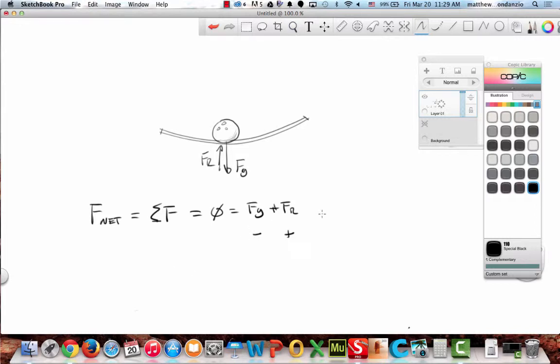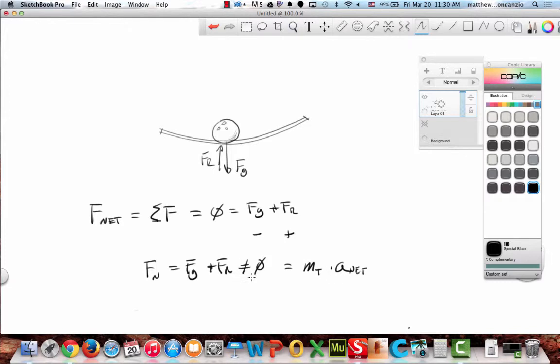If they weren't, what would be happening to the ball? What kind of movement? Let's think about this. If, let's say, my force net, which is equal to my Fg plus my Fr, was not equal to 0. My force net is really equal to the total mass times the net acceleration. Is my mass ever equal to 0, in a case where I have an object? No.